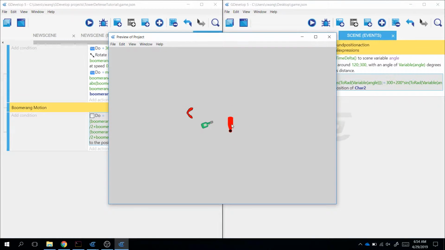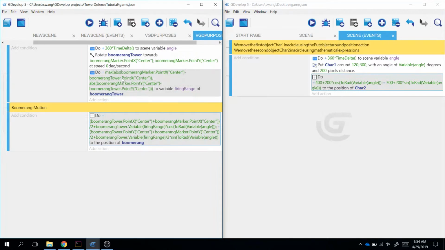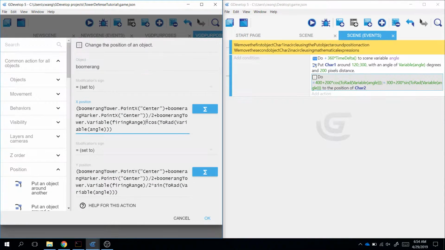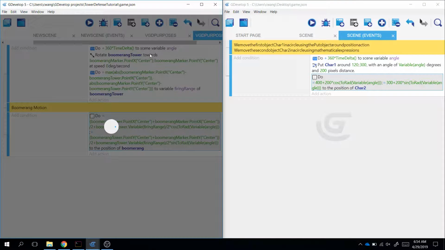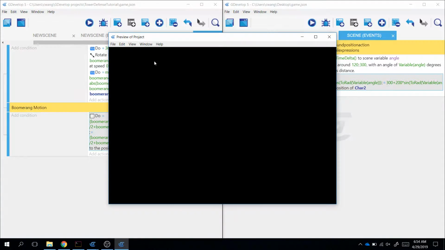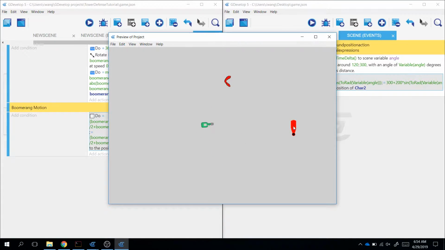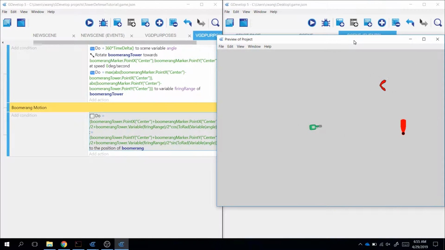Hey, still not quite right. Maybe if I try dividing the x position by 2 as well. Awesome. So now we got it working.